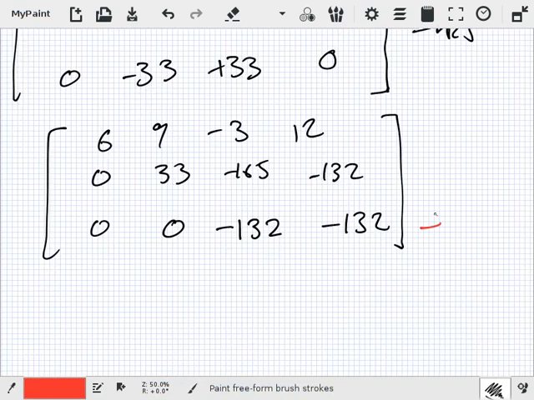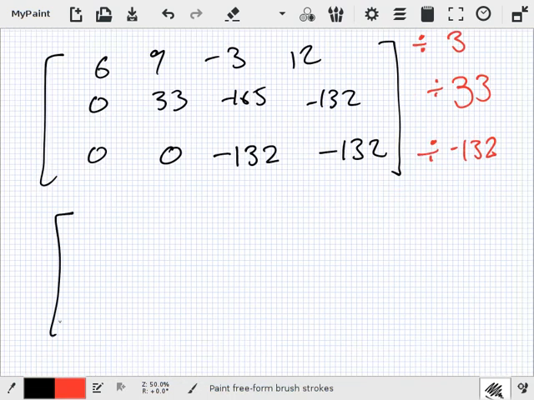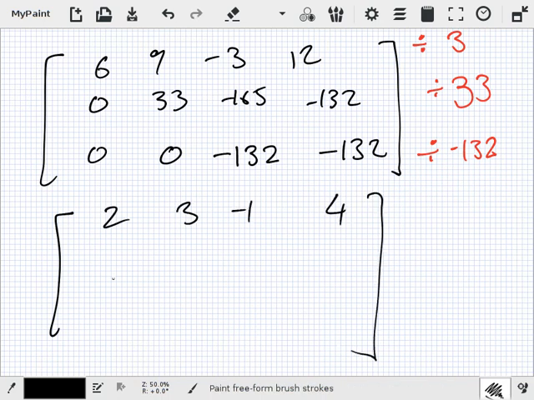Okay, I'm going to divide this line by minus 132. I'm going to divide this line by 3. Can you divide 132 by 33? You can. This divides by 33, doesn't it? So, 2, 3, minus 1, 4. 0, 1, minus 5, minus 4. 0, 0, 1, 1. So I have it simplified.